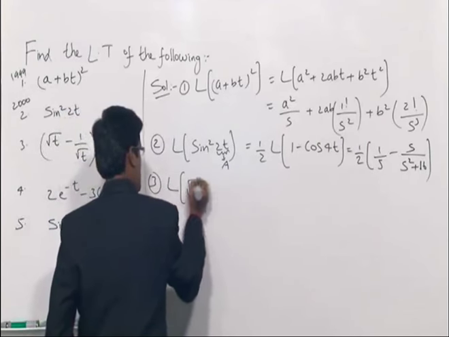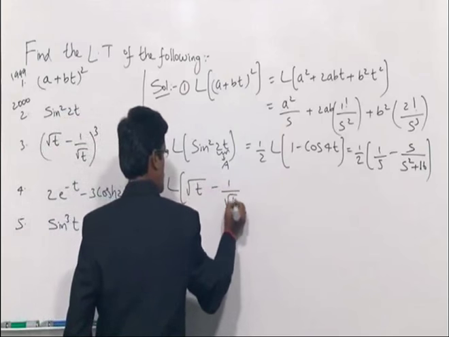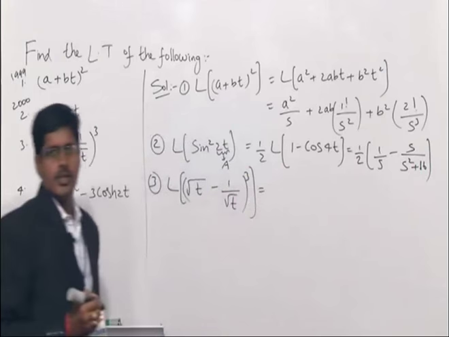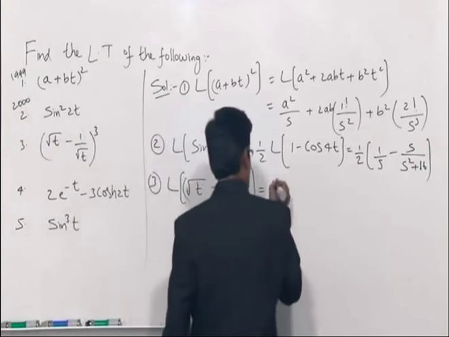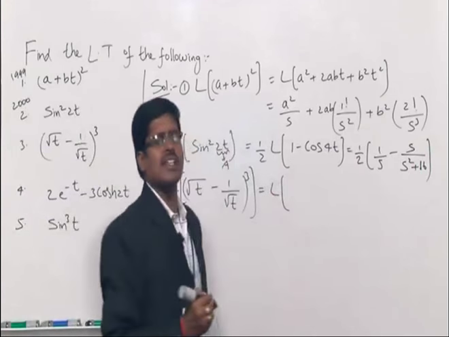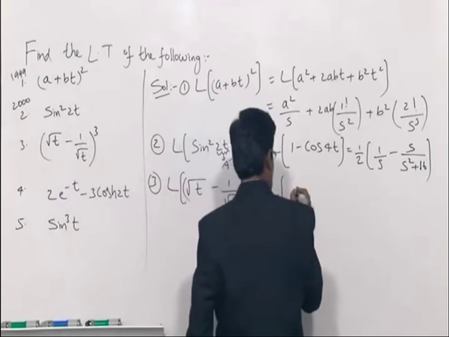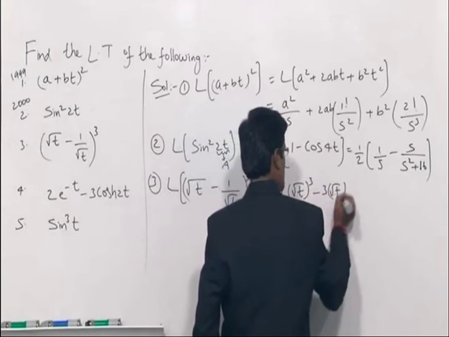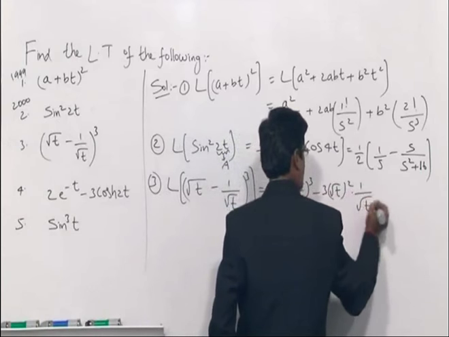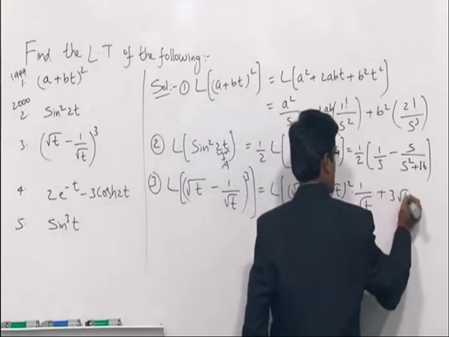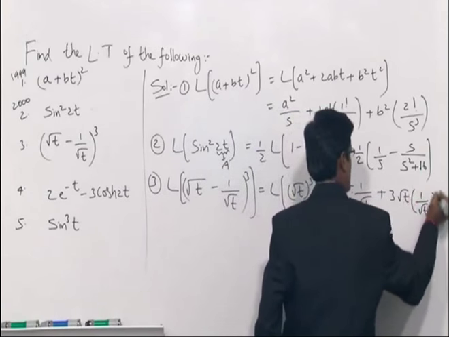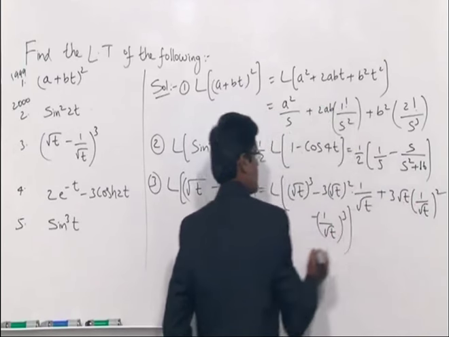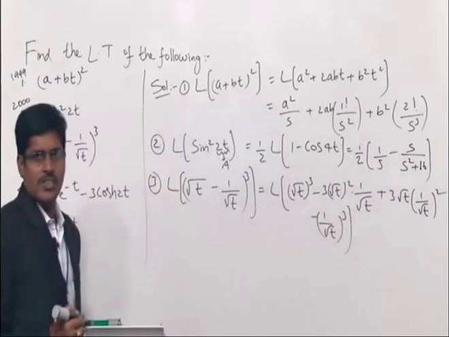Next, 3. L of root t minus 1 over root t, whole cube. It is in the form of a minus b whole cube, that is a cube minus 3a square b plus 3ab square minus b cube. So this simplifies to root t whole cube, minus 3 root t whole square into 1 over root t, plus 3 root t into 1 over root t whole square, minus 1 over root t whole cube. So Laplace is now applicable for each of the terms.